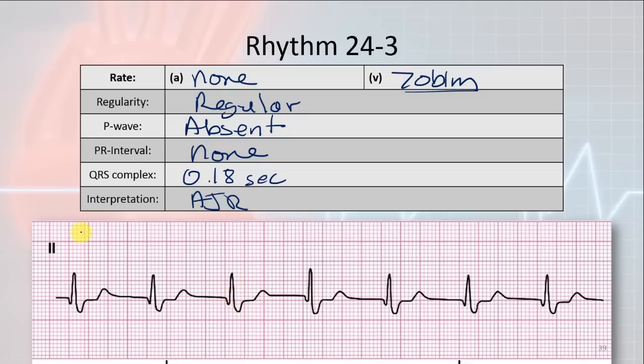This is really wide, and this is lead 2. Without doing a 12 lead, I would comfortably say that this might be a right bundle branch block, but I would definitely do a 12 lead on this person to figure out what the heck is going on with this patient.